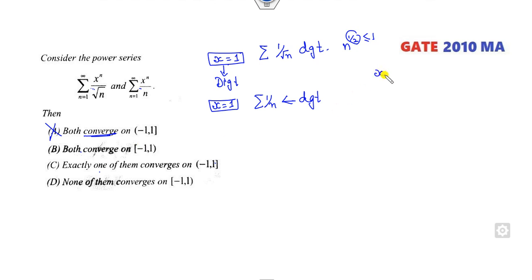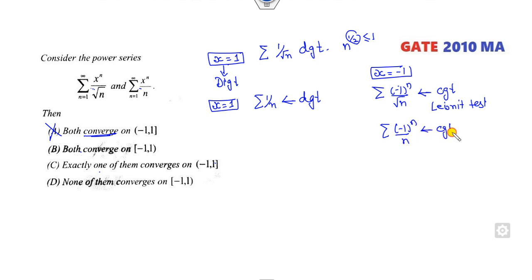Now look at x is equal to minus 1. What is my first series? It's minus 1 raised to power n over root n. It is a convergent series by using the Leibniz test. Fine. Look at the second series. It is minus 1 raised to power n. Again it is a convergent series by the Leibniz test. It means both the series converge at x is equal to minus 1.